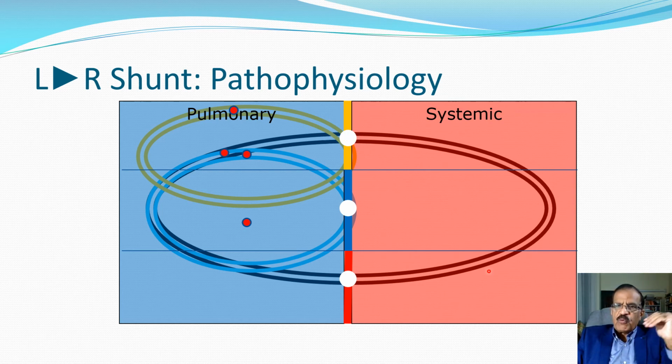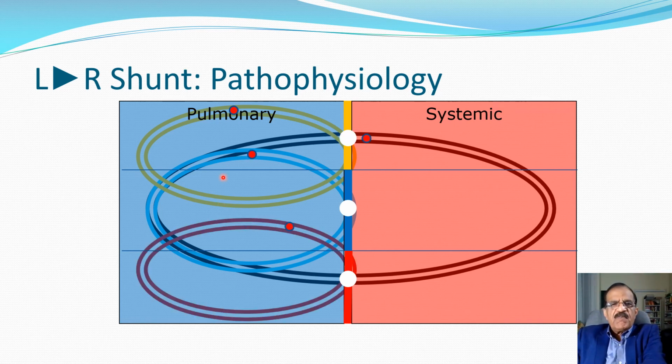Where there is left to right shunt, there will be no cyanosis, and the pulmonary circulation will be 2, 3, 4 times more than systemic circulation. Exactly the same will happen if there is patent ductus arteriosus, except that the level is different. So I may not repeat the same statement again. The same would apply here.